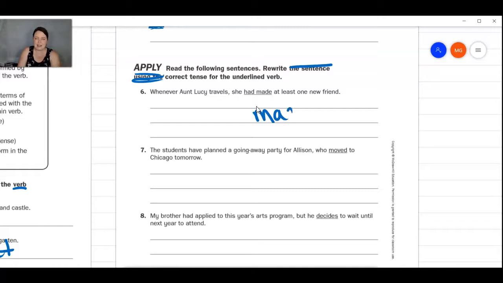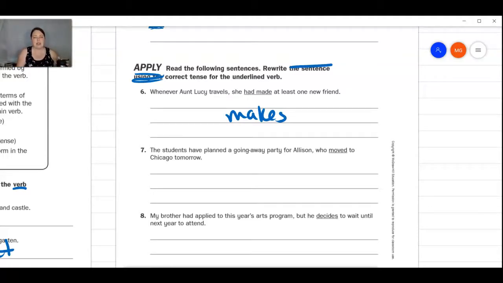So made. Whenever Aunt Lucy travels, she has made, will have made, she has made. No. They don't want it perfect. They just want makes. All right, fine. She makes at least one new friend.